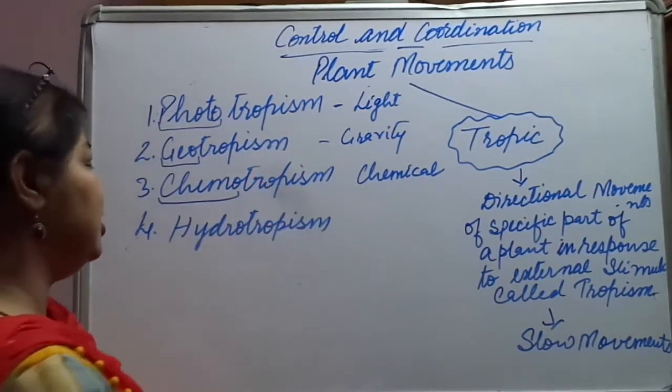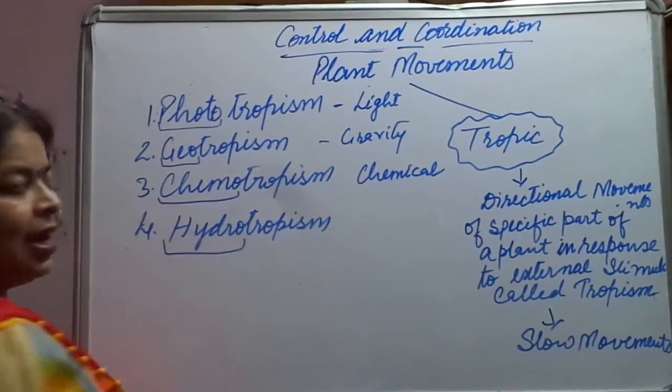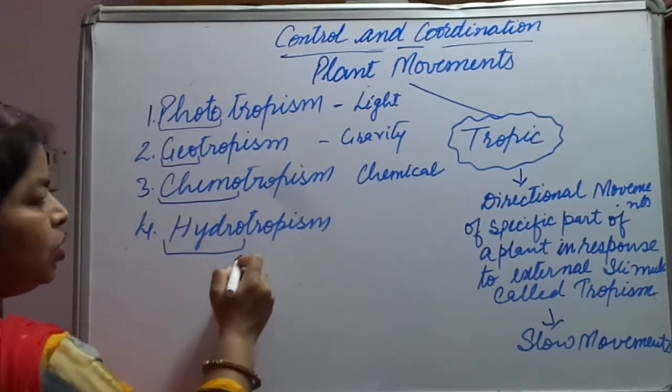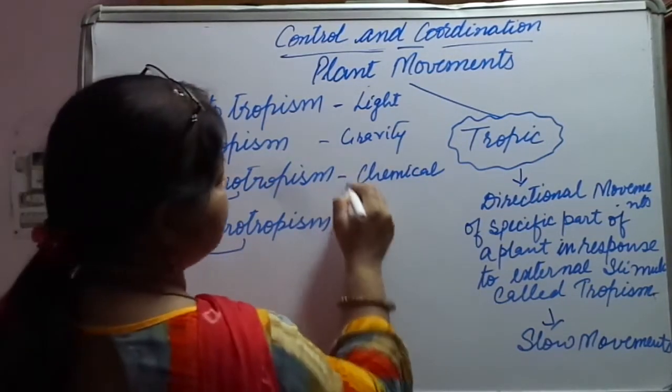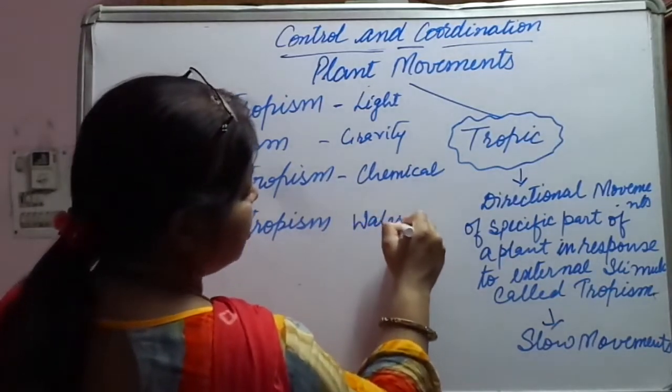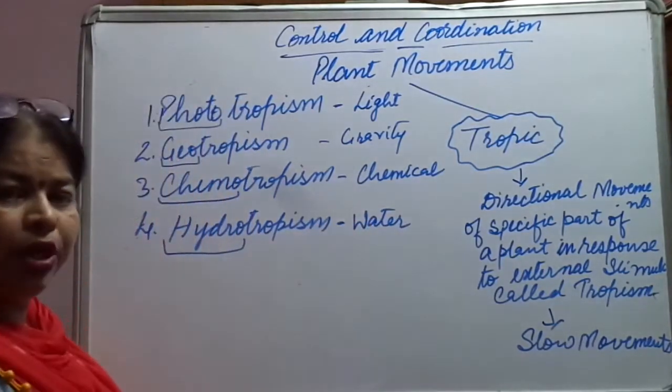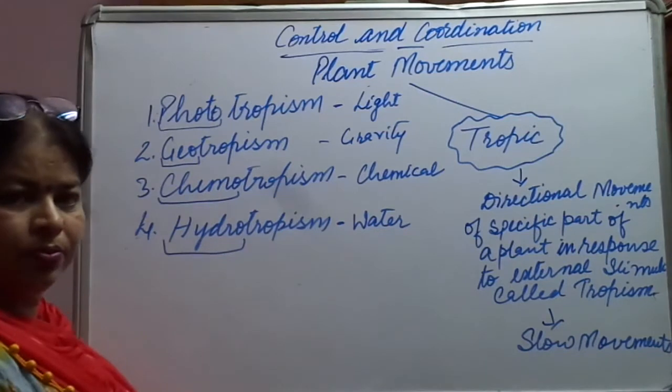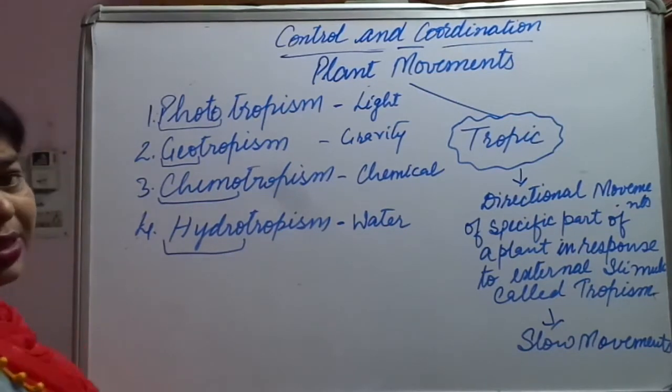Then next is hydrotropism. What is hydrotropism? The word is giving you a hint again. Hydro is related to water, meaning the plant part is growing towards water. Okay, so we are going to discuss them in detail.